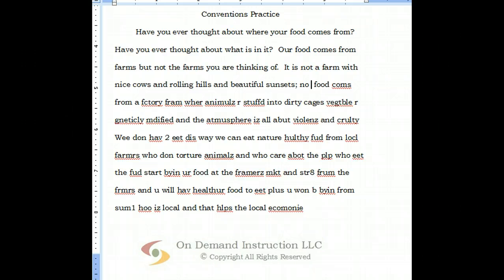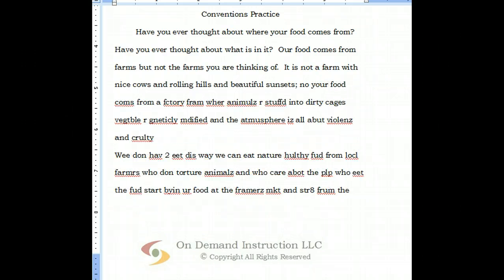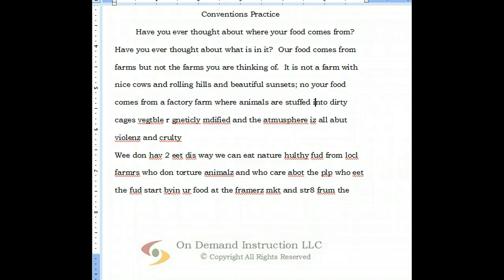No, your food comes from a factory farm. So let's add in some corrections here to our spelling. A factory farm where animals, we need to spell animals correctly. Where animals are is a nice letter, but not a word. So we want to make it into a word, A-R-E. Are stuffed into dirty cages, comma.